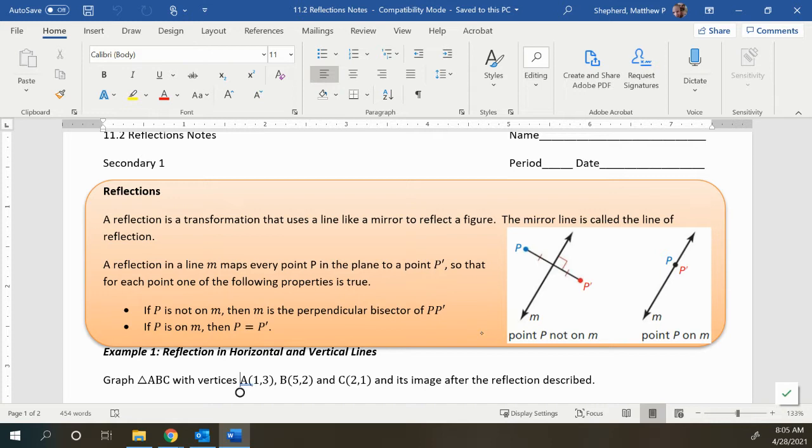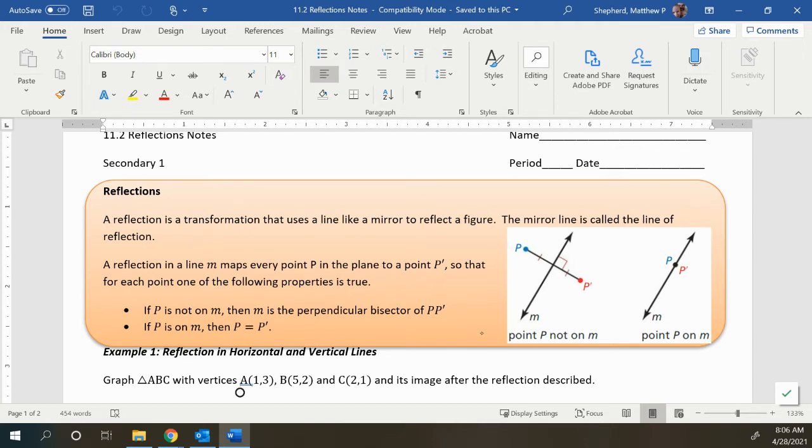The reflection in line M maps every point P in the plane to point P prime, so that for each point, one of the following properties is true. If P is not on M, in other words, if the dot isn't on top of the line, then M is the perpendicular bisector of P to P prime. That's fancy language for saying that M is going to be in the middle of the reflection. The distance from P to M is the same distance as P prime to M, and that's why they've got those two lines there.